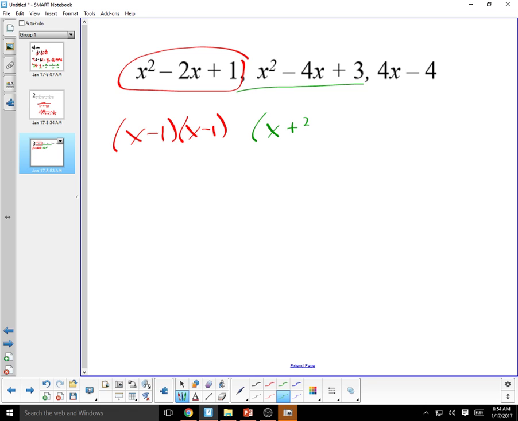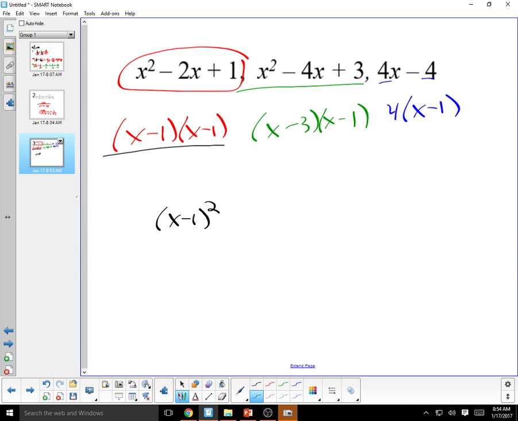Yeah, it would be a minus 3 because they're going to multiply to 3. So minus 3 and x minus 1 multiplies to that. They add up to that, so we're good. Looking at the last one, I can factor out the common factor of 4, and I'm left with x minus 1. So then I go back and ask myself, okay, this has 2 x minus 1s. Any one of those have more than 2 x minus 1s? And they do not, so x minus 1. Can I do this? Is that cool with you guys?